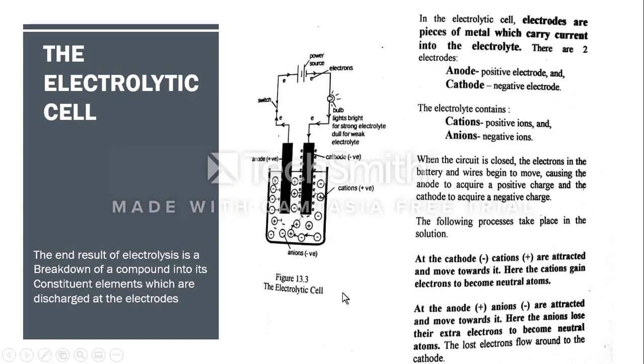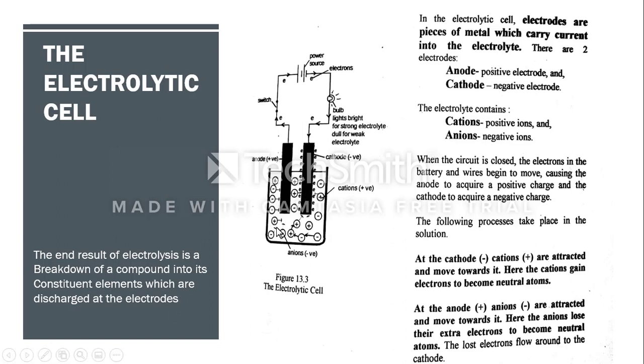Right, so at the cathode, we have these cations being attracted, and what happens to these cations is that they gain electrons at this electrode and they become neutral atoms. When it becomes neutral, then we say it has been discharged, right?